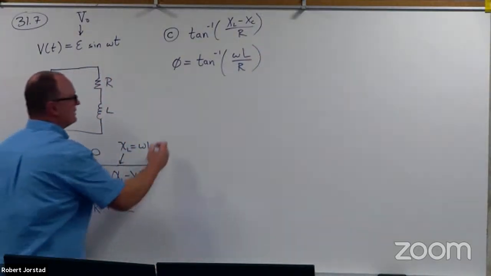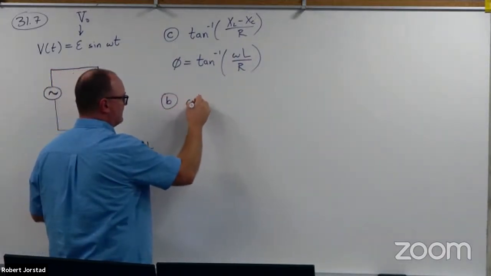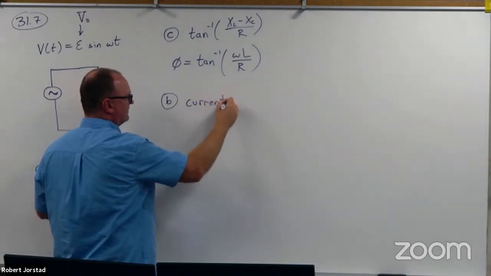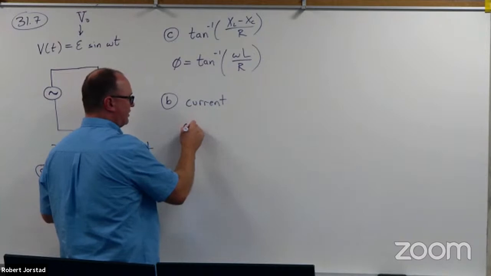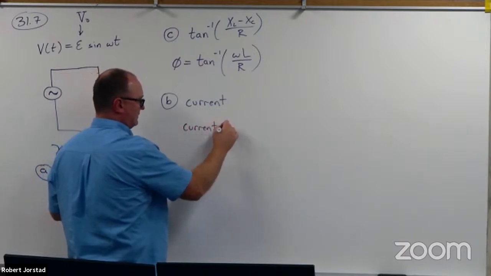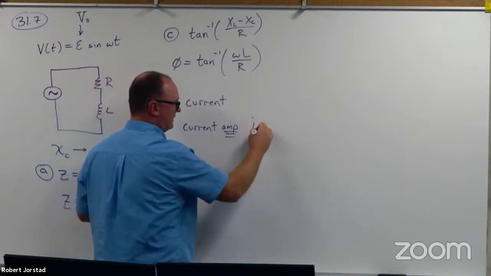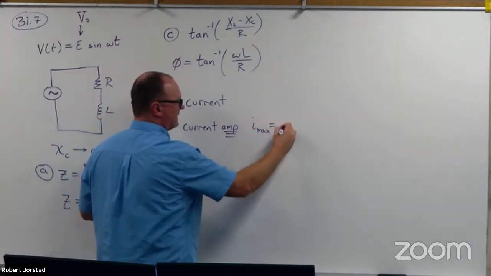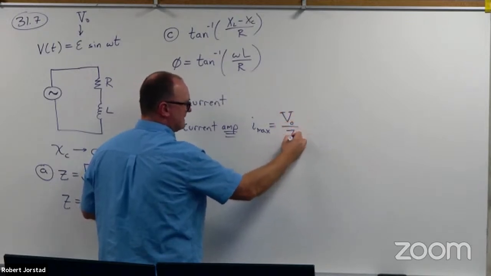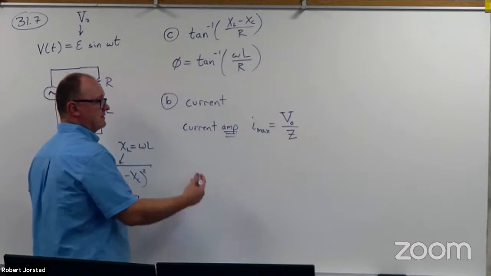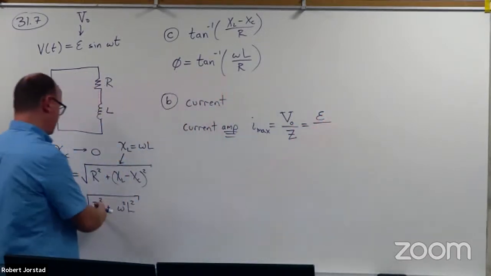Now I'm going to go back and do part B. You might be saying, why didn't you do part B first? Well, I'm looking for the current, and the current requires two things, right? We need the current amplitude first. The current amplitude we could have gotten right away. I max is equal to V of the source divided by Z. In this case, the V of the source, we said, was the EMF, and Z was this function down here.